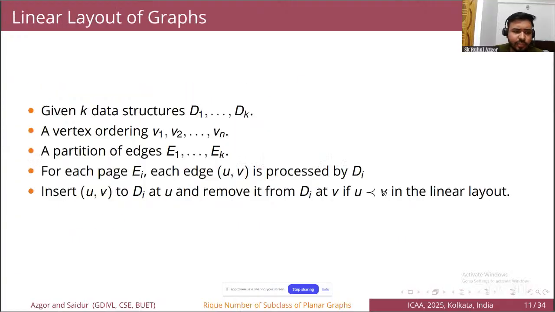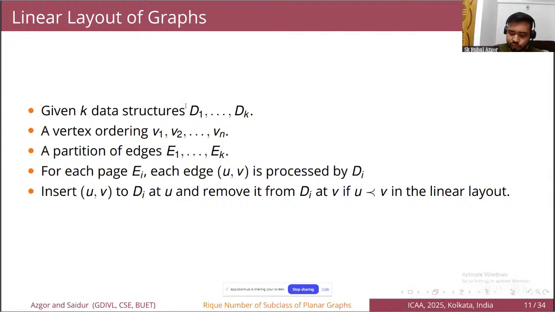Now, given k data structures formally and a graph G, our goal is to find a vertex ordering and a partition of edges into pages E1 to Ek, such that for each page Ei, each edge UV is processed by the underlying data structure Di. That means we insert the edge UV into Di at U and remove it from Di at V. And if we can do so, we say that the graph G admits a k-DS linear layout.